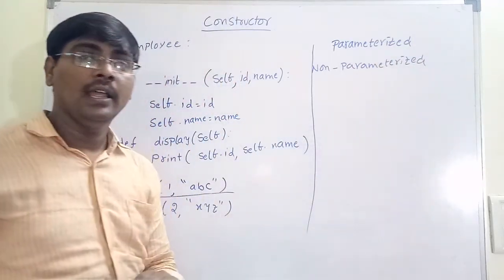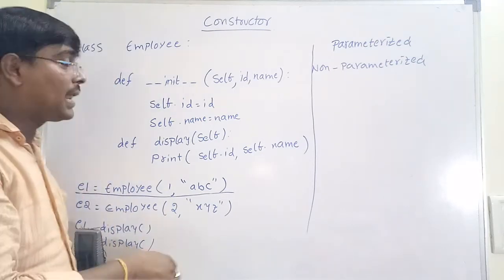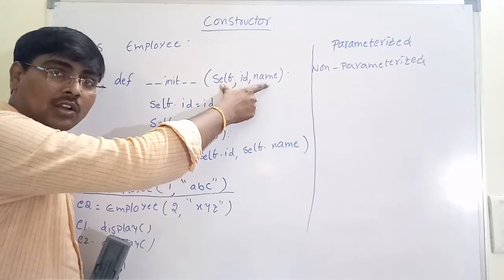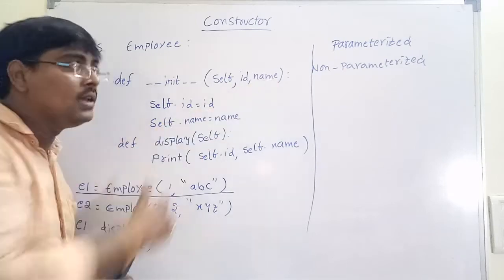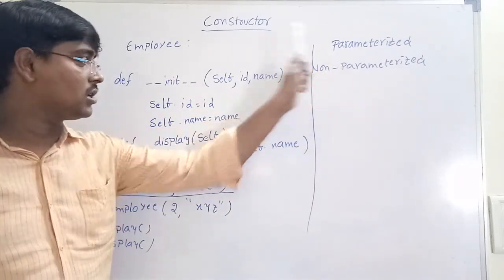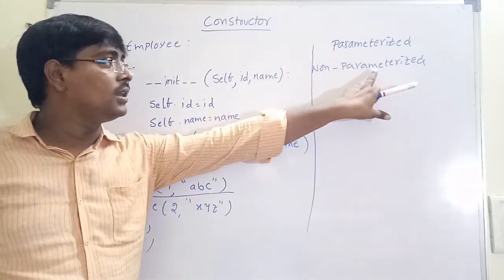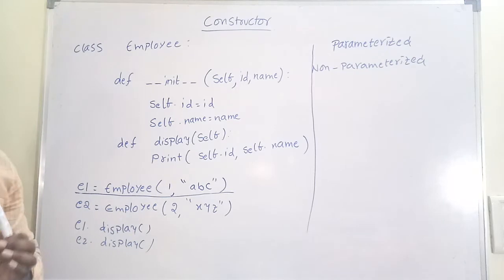Parameterized constructor and non-parameterized constructor. What is the difference between them? Parameterized constructor means if you have any number of arguments, more than one, other than self, at least one argument, that is called parameterized constructor. If you have no argument, that is called non-parameterized constructor.